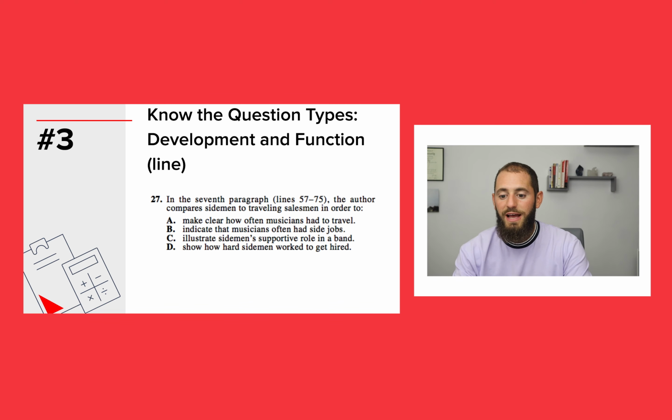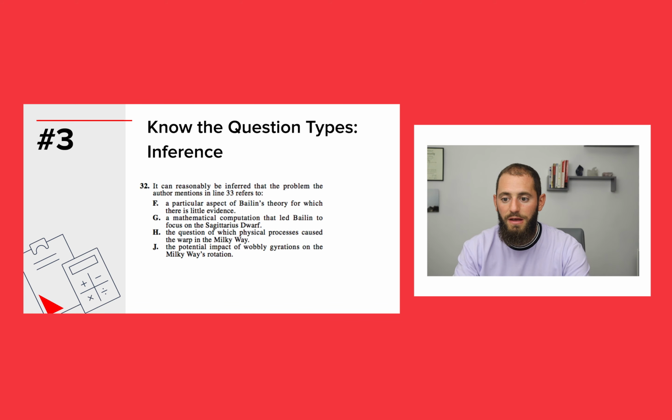Know the question types. Next question type is development and function. So in the 7th paragraph, the author compares the sideman to a salesman in order to... It's why does he do this? It's a why question, right? Why? What's the function of something? Why? What's the purpose of something, right? That's what we call it.